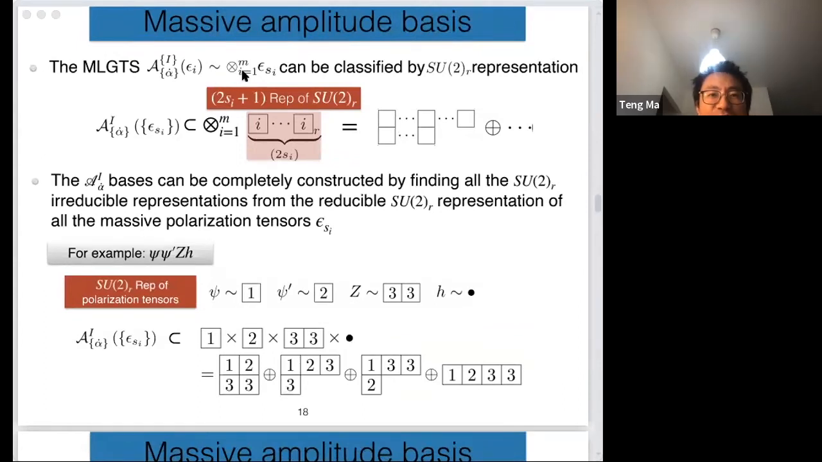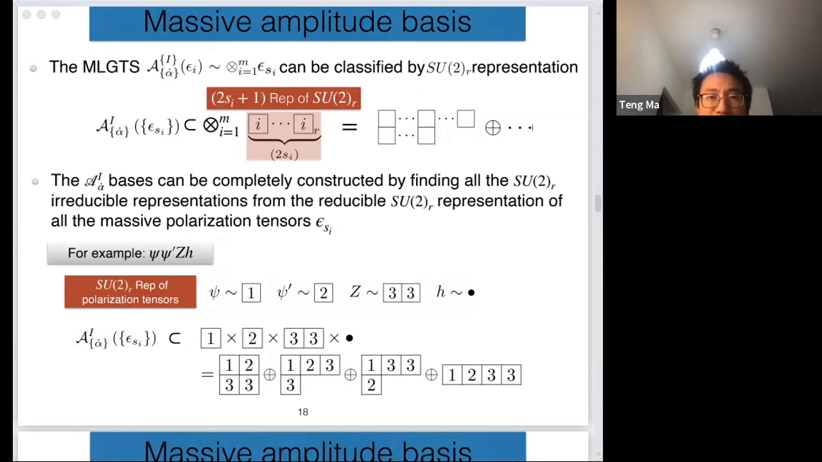Since A is a linear function of the polarization tensor epsilon SI, and epsilon SI is in the 2SI plus 1 representation of SU(2)R, any A must be in an irreducible representation of the M massive polarization tensors. Here M is the number of external massive legs. So if a massive little group tensor structure is in an SU(2)R irreducible representation, decomposed from this reducible representation, it can be an A part basis. So the complete set of A bases can be constructed by finding all the SU(2)R irreducible representations decomposed from the SU(2)R reducible representation of all the massive polarization tensors with spin SI.